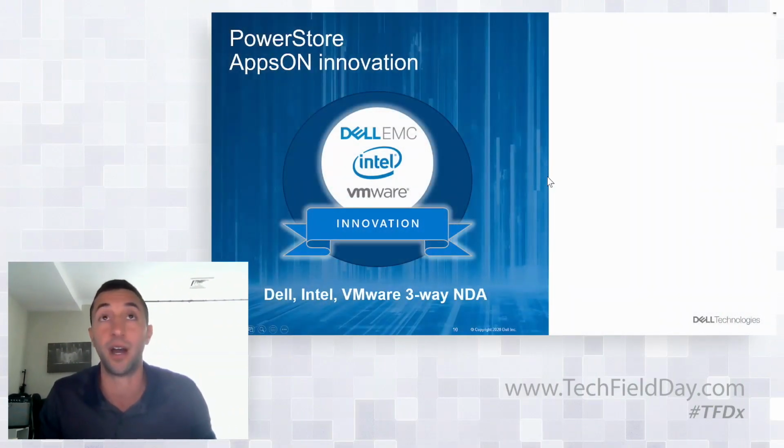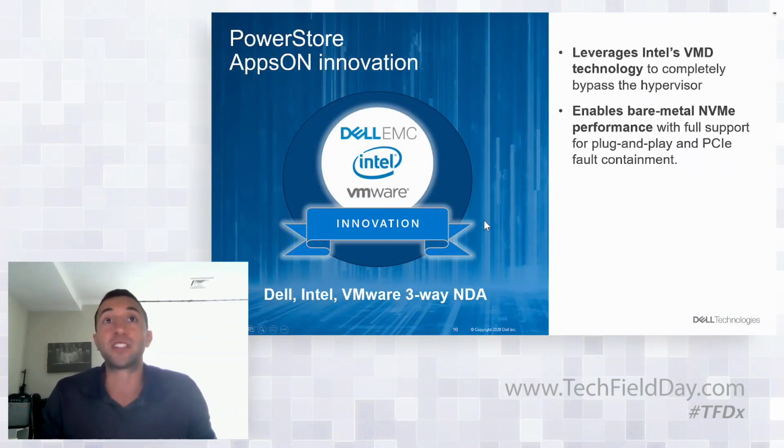All right, so I talked about in the slide before that we take the ESXi hypervisor and we load it on each of the two nodes. It's really not as simple as that. There's a lot of awesome innovation that went on to actually have this solution come out. So the first is that as part of a 3-way NDA with Intel, VMware, and us at Dell Technologies, we leveraged Intel's VMD technology to completely bypass the hypervisor and enable bare metal NVMe performance with full support for plug and play.